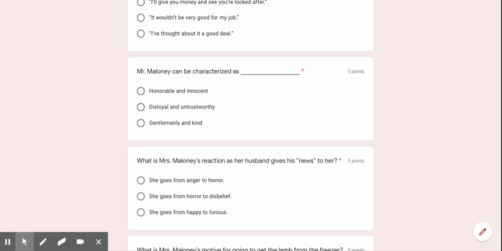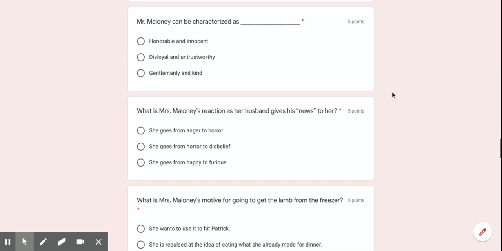Next question. Again, this answer you can also find on page 154. What is Mrs. Maloney's reaction as her husband gives his news to her? So her initial reaction. A, she goes from anger to horror. Horror is like shock. B, she goes from horror to disbelief. Or C, she goes from happy to furious.